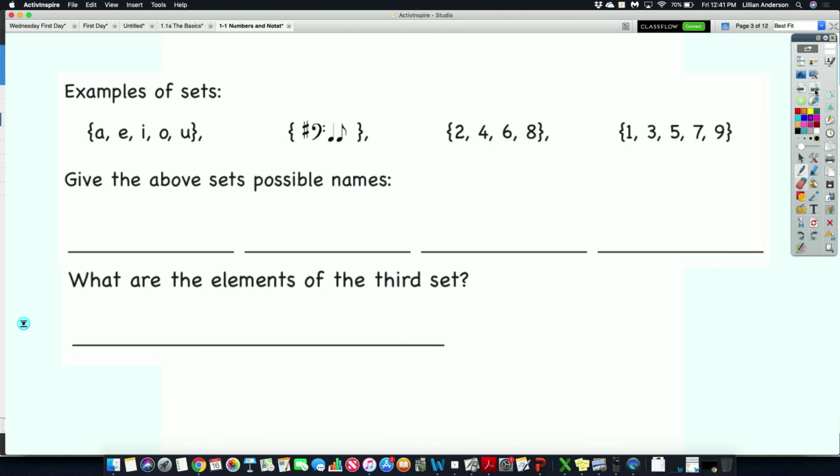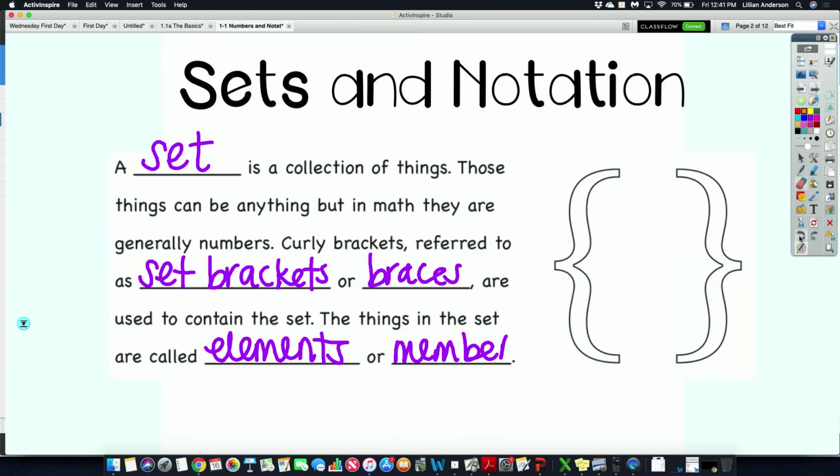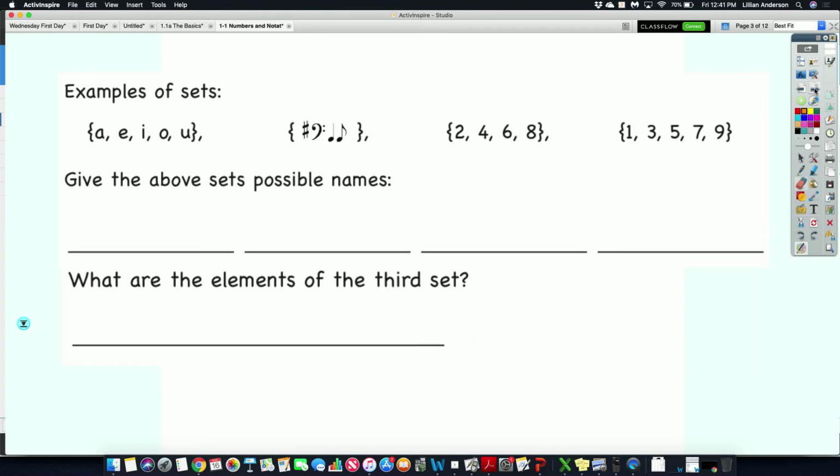What would the name be for that first set? Vowels. Yes. Okay, so this would be an example of a vowels set. I said volume. Wow, I can't spell. How do you spell vowels? Thank you. That's why I teach math, not English.